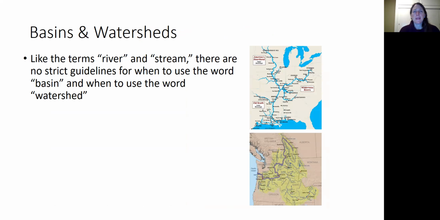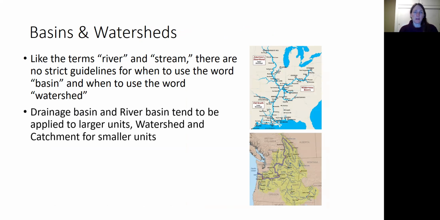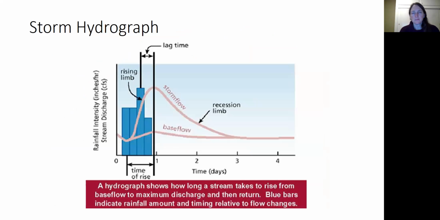Now the terms basin and watershed are similar to the terms river and stream. There are no strict guidelines for when to use the word basin and when to use the word watershed. Drainage basin and river basin tend to be applied to larger units, whereas watershed and catchment tend to be applied to smaller units. And sometimes there are differences across the pond, right? So the US uses some terms like watershed, whereas in Britain you might use the word catchment. So there are some differences regionally like that too.